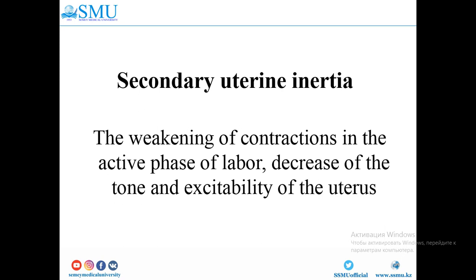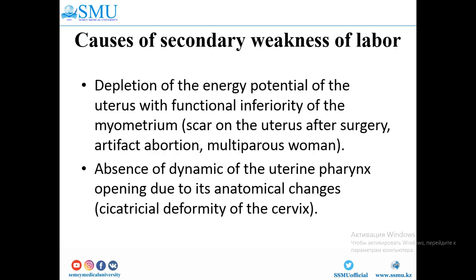Secondary uterine inertia is the weakening of contractions in the active phase of labor, decrease of the tone and excitability of the uterus. Causes of secondary weakness of labor: depletion of the energy potential of the uterus with functional inferiority of the myometrium, scar of the uterus after surgery, abortions, multiparous women. Absence of dynamic of the uterine pharynx opening due to its anatomical changes.